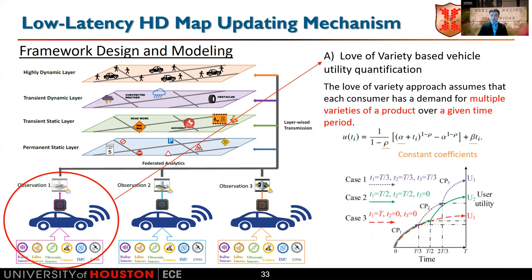In order to understand the variety better, here is a figure that shows it precisely. Suppose we have three different users in a given time from zero to t. In case one, user three consumes a different kind of data at each third of t, so during the total time it consumes three different kinds of data, and it achieves the highest utility. In case three, user one only consumes one kind of data all the time, so it achieves the lowest utility.